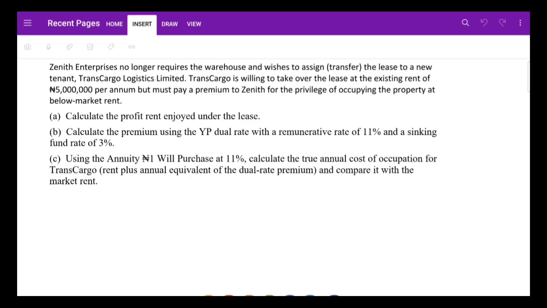So for question C, I would advise that you go back and check out my video on how to calculate the annuity 1 naira will purchase, also known as the annual equivalent, and use it for this question C, because it says using the annuity 1 naira will purchase at 11%, calculate the true annual cost of occupation for Transcargo, that's the rent plus the annual equivalent of the premium, and compare it with the market rent. If you run into any problems while trying to solve this question, just put it in the comment section and I will help you out.